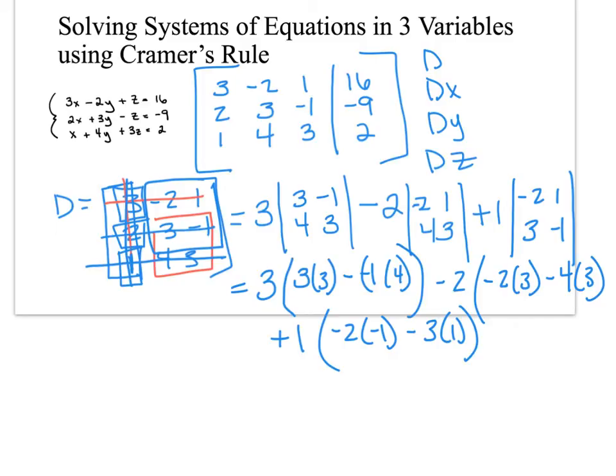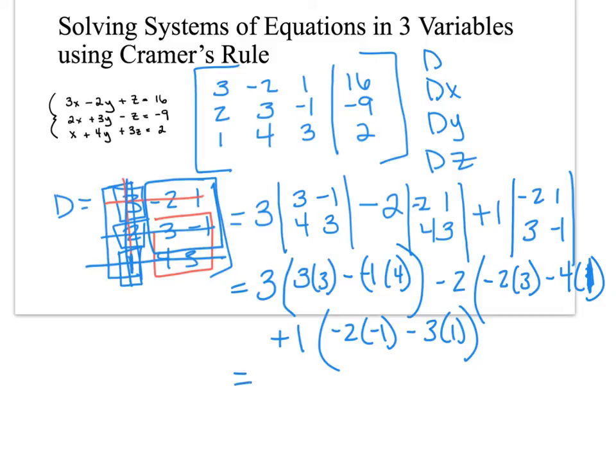So I've gone ahead and done the determinants for the 2 by 2s. So 3 times the determinant of the 2 by 2, so I'm going to do 3 times 3, subtract -1 times 4. Then I'm going to do -2 times 3, subtract 4 times 1. And then lastly, -2 times -1, subtract 3 times 1. And then of course in front of these are our A1, A2, and A3 elements.